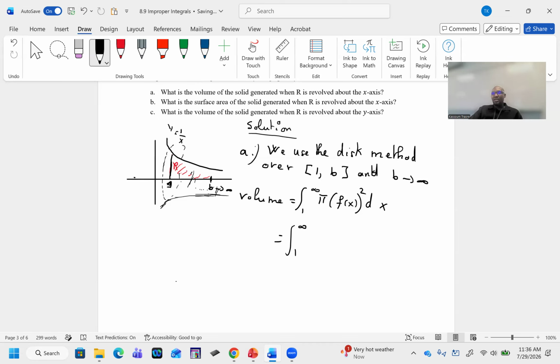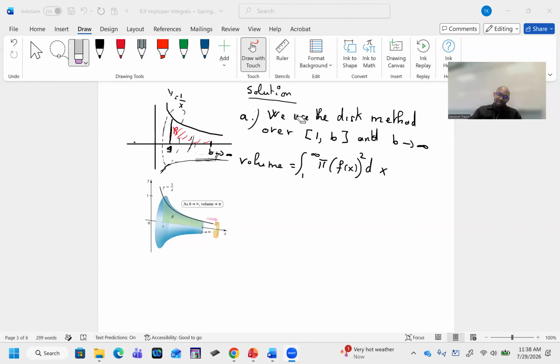Let me copy, graph this, and paste it here, okay? So you can see this is the graph, y is equal to 1 divided by x, and this is the region. So let's continue with our volume.